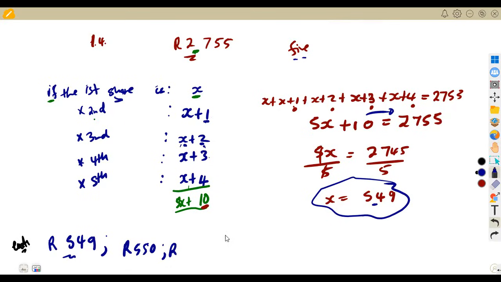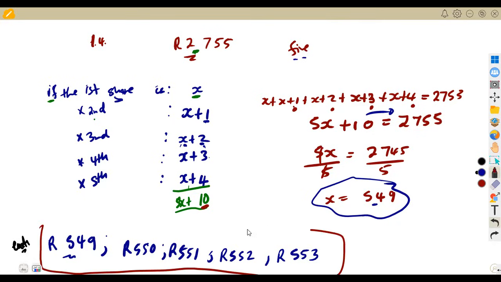549 plus 2 gives us 551. That is how you are going to get 552 and so on, 553, because they are consecutive, they follow each other. They are whole numbers, with a difference of 1 from each. So these were the amounts being shared by the given brothers. Meaning, if we add these amounts, they must give us exactly the sum of what?